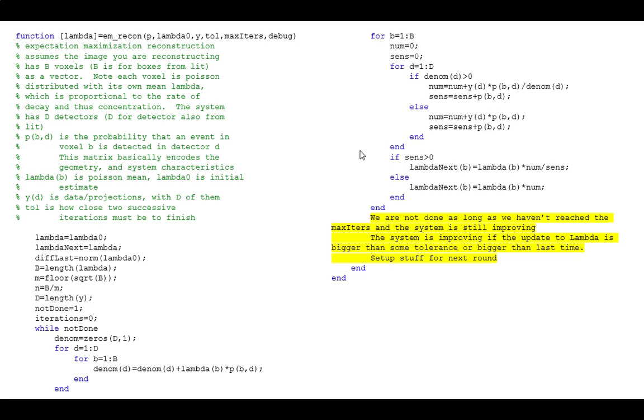If we reach max iterations, we're still done, right? If we haven't reached max iterations and the system is still improving, we want to keep going. We define the system as improving if lambda is bigger than some tolerance. That was the change, the update, right? That's why we need the difference between the last lambda and lambda next, because I've got to be able to calculate that difference.